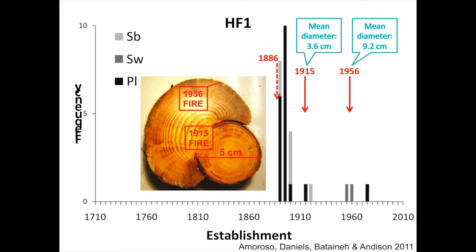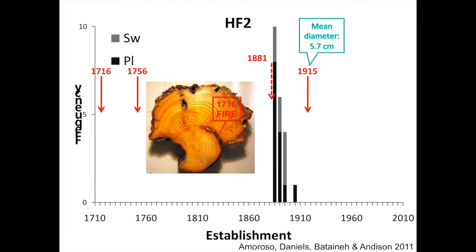So let me move a little bit more quickly through the others to show you what the other sites look like. So again, a strong cohort. Interestingly, we had remnant dead trees. So the dead trees are not showing up as part of our cohort. This is down charred wood on the ground, all blackened on the outside, kind of scalloped where you could see it had burned maybe multiple times. And embedded in those trees were fire scars from 1716 and 1756. And there were multiple trees like this that we were able to collect.